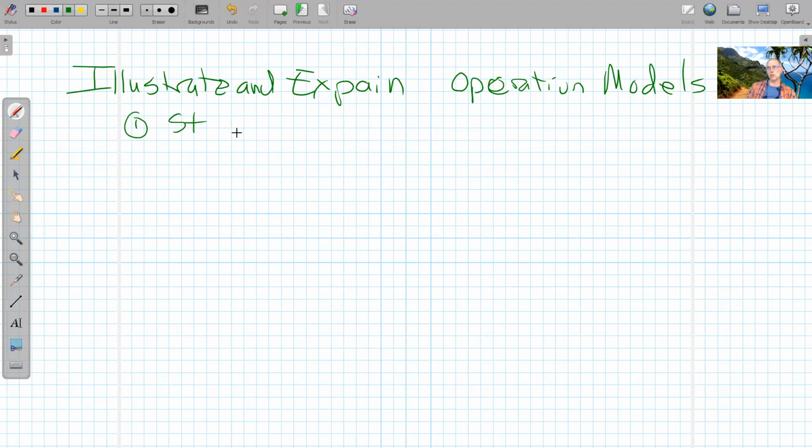The final is going to be, I'm going to post it on Monday, and you'll be able to take it Monday, Tuesday, or Wednesday. But there's going to be a time limit on it, and I'll get to that in a minute. So let's see, state what the operation means.